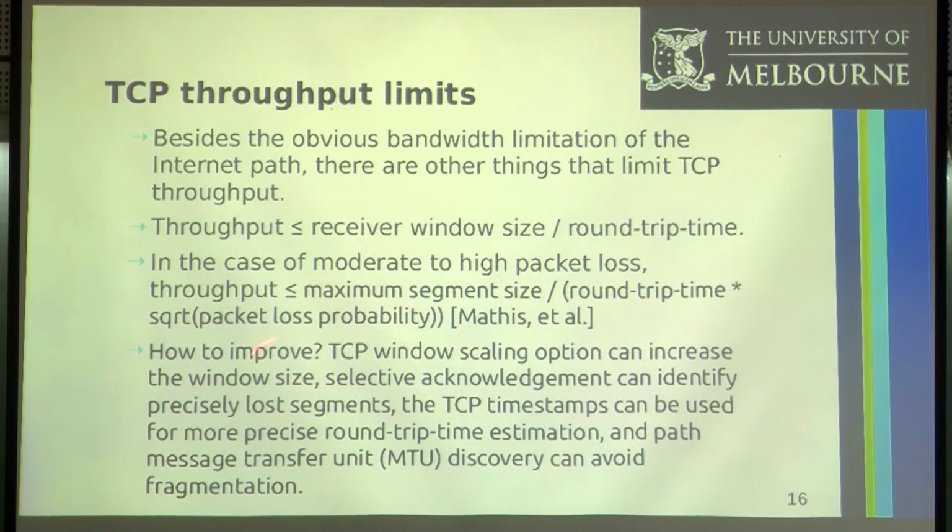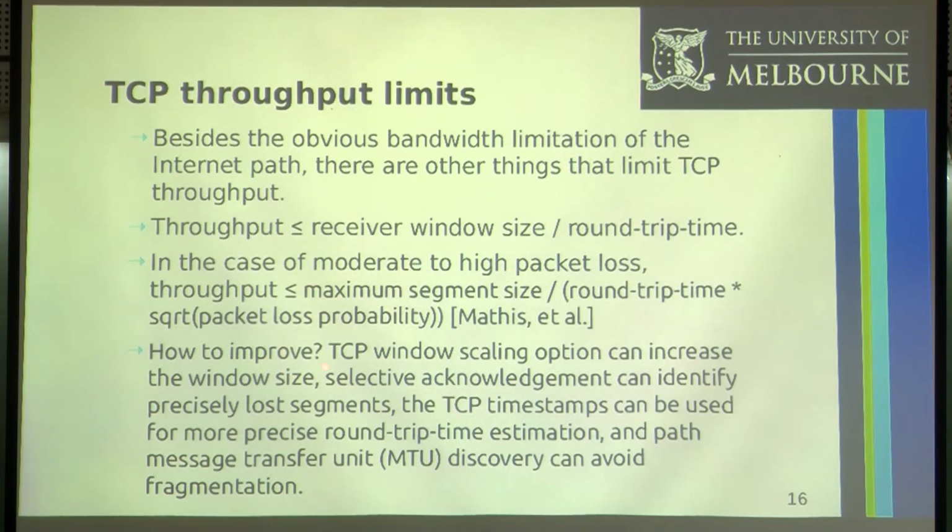So as the packet loss goes down a bit, then you can have more outstanding segments, and so the throughput of the TCP can increase. There's a couple of different bounds here, and it depends on what's dominant. If packet loss becomes dominant, then this bound may really be what you're limited by.